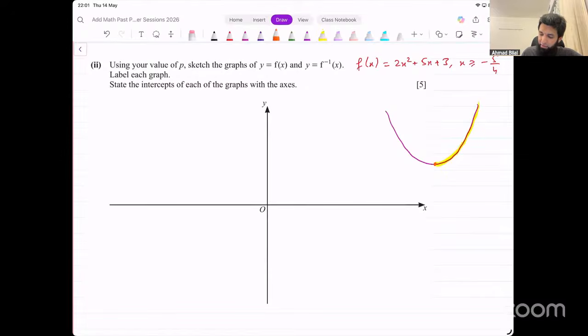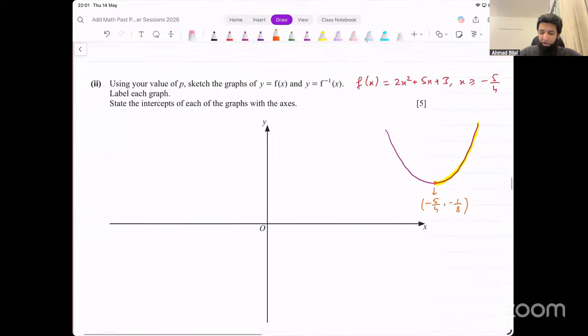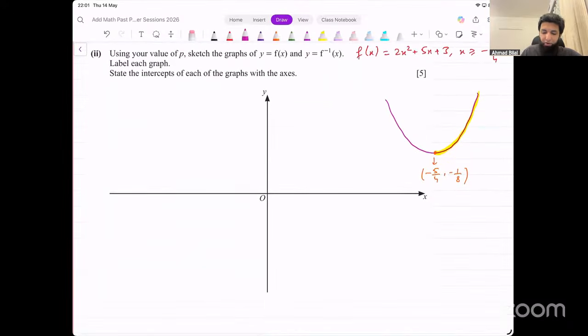Now, where is it starting from? x equals negative 5 over 4. So at the turning point, we know x is equal to negative 5 over 4 and y is equal to negative 1 over 8. That is where the graph is going to start from. So let's mark a point there.